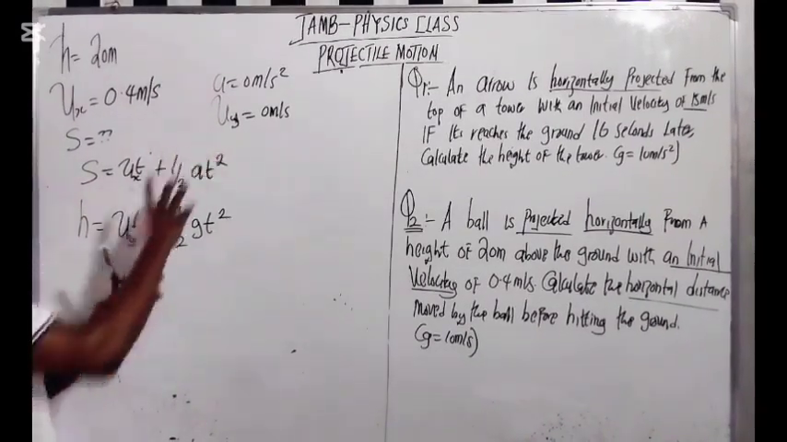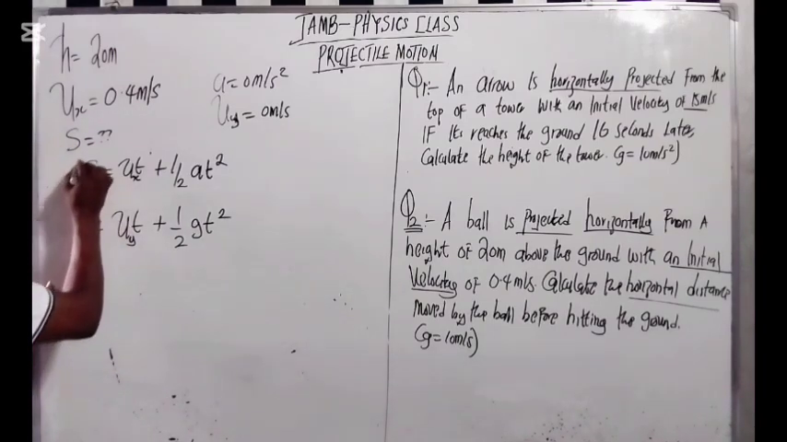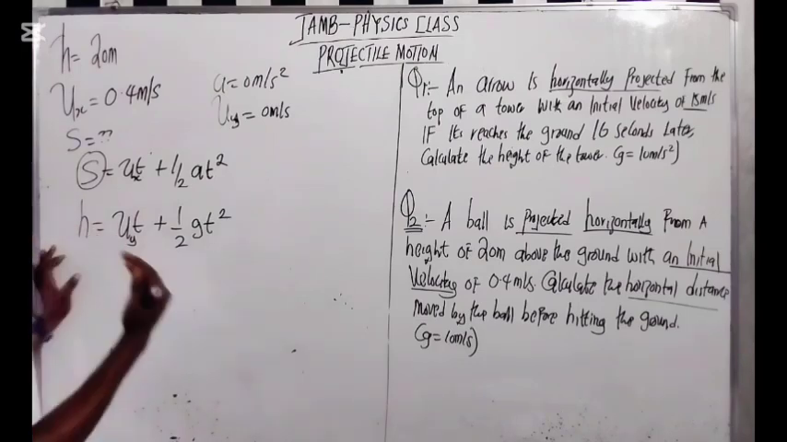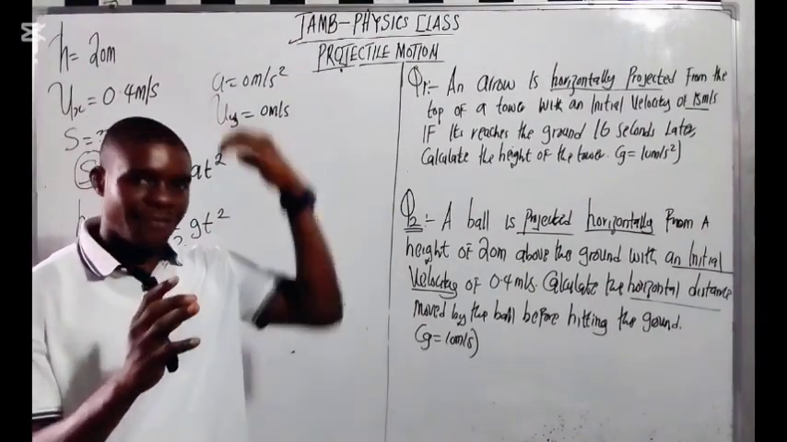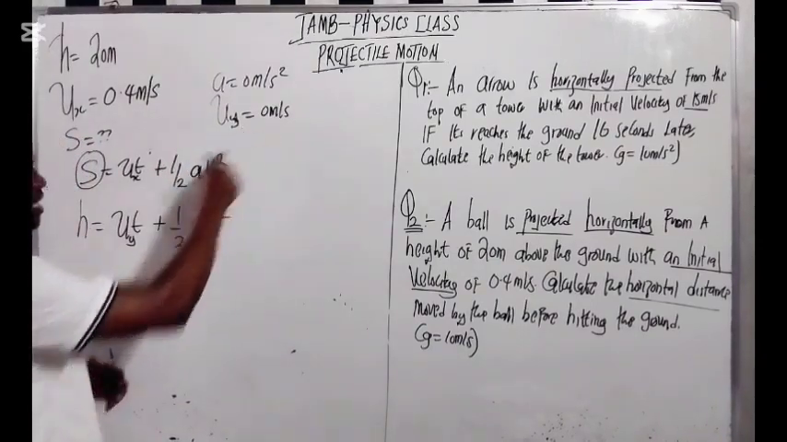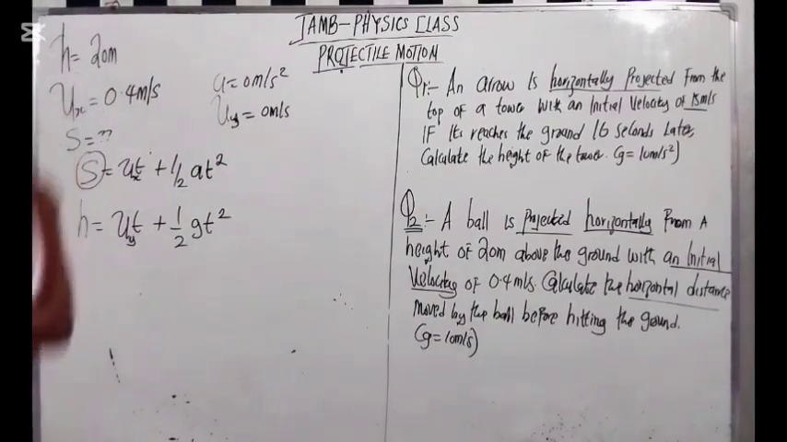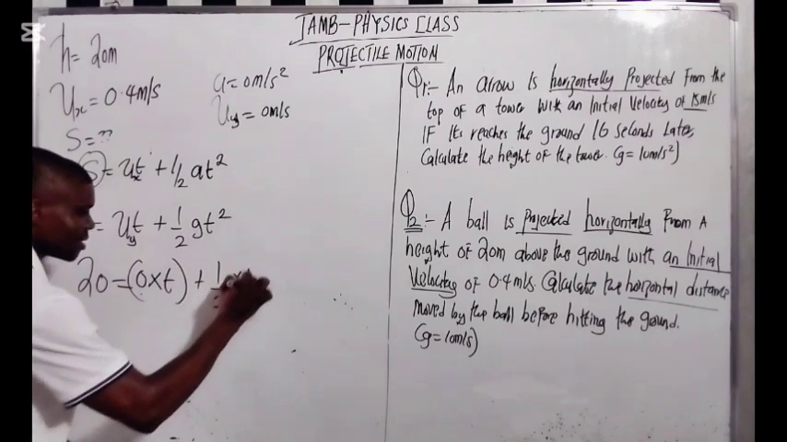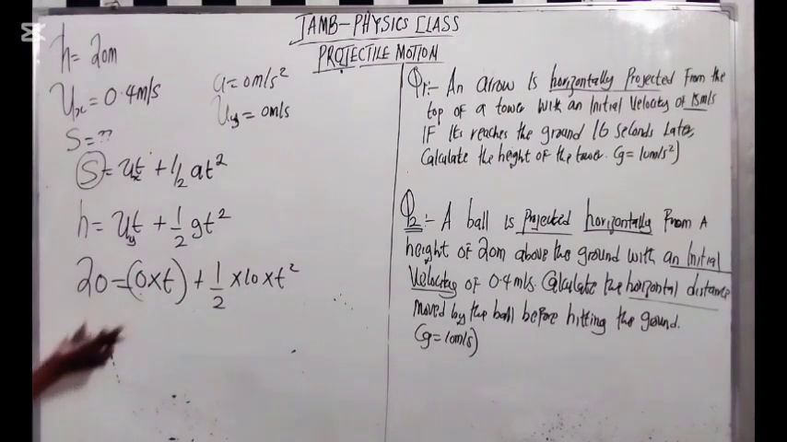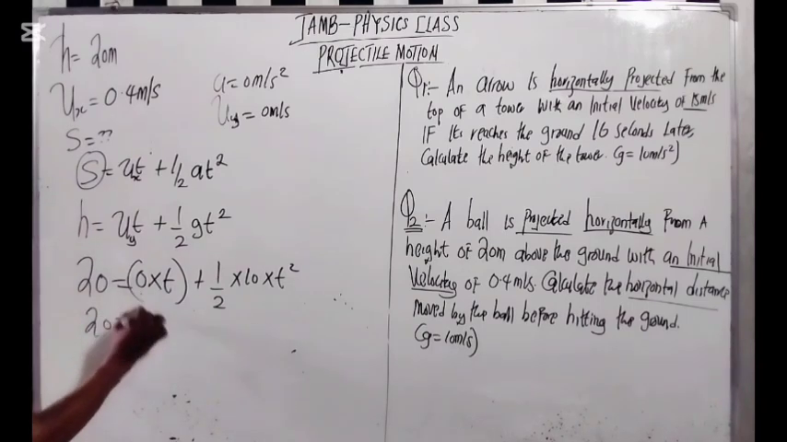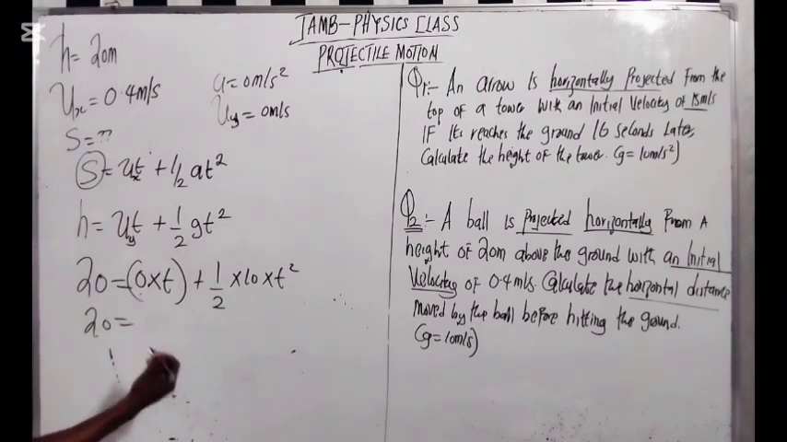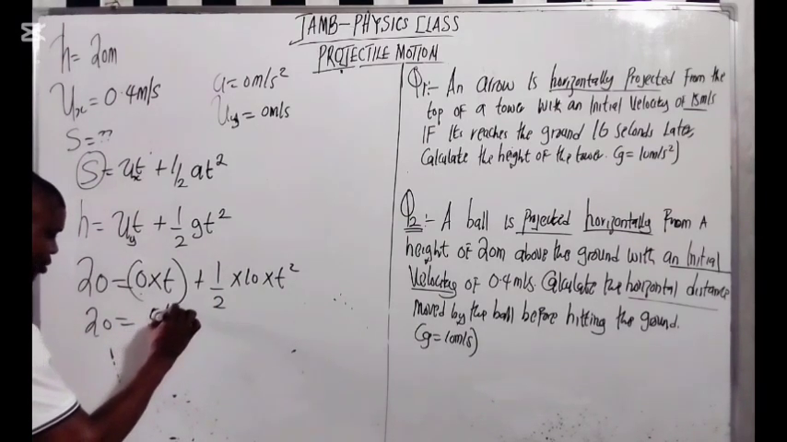Once I get my time, I put it here, then I calculate the distance. This is what they say we should calculate. Remember uy, they didn't make any statement about vertical initial velocity, so that's why we make it 0, right? So now my h is 20 equals 0 times t, plus half times 10 times t squared. So 20 equals 0 plus, half of 10 is 5, so it's going to be 5t squared.